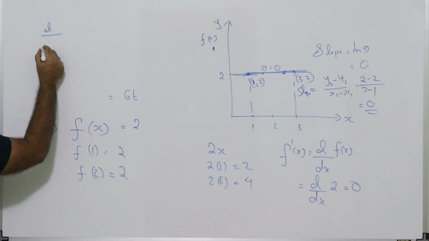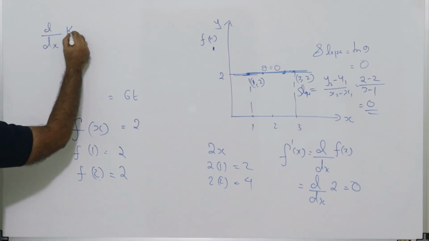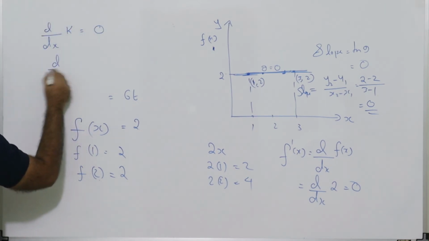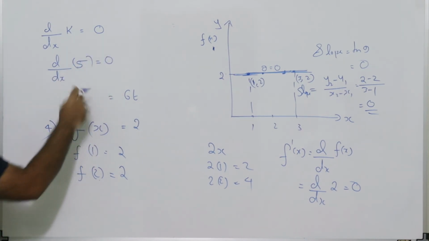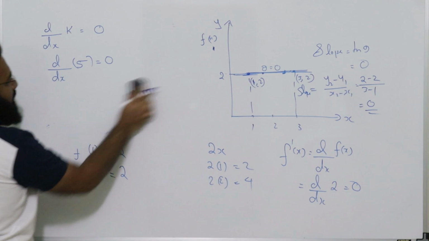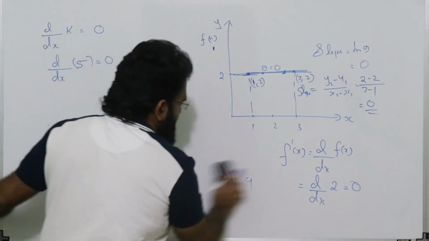So d by dx of a constant is equal to 0. D by dx of 5 is equal to 0. 5, 2, 10, whatever, for any constant value, d by dx will be 0.